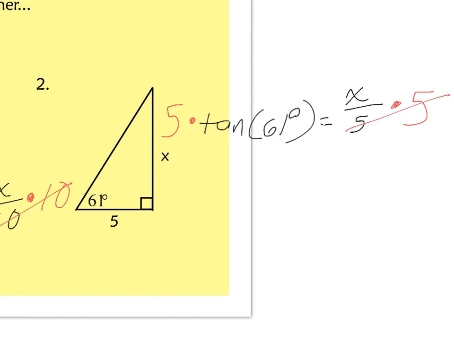So those cancel out, and I'm left with 5 times tangent of 61 degrees equals x. Now, again, depending on what you're asked to do, we could potentially leave it like that and not have to worry about it. But I'm wanting a decimal form so that I know what's going on. So I'm going to do 5 times the tangent of 61, close my parentheses and hit enter.